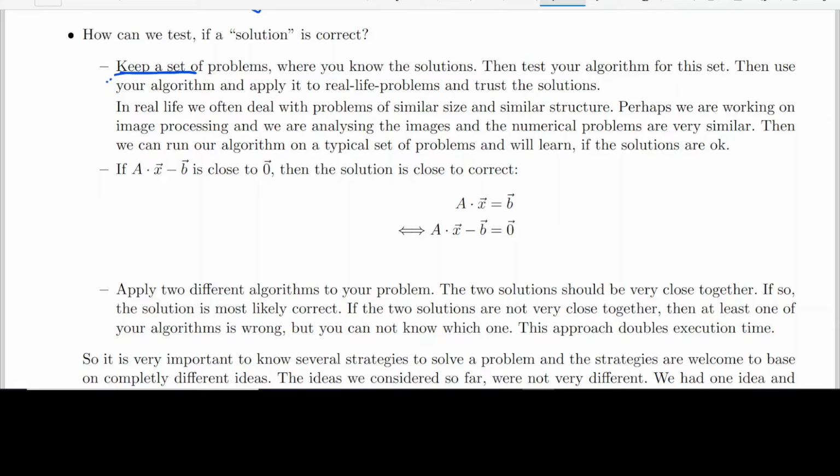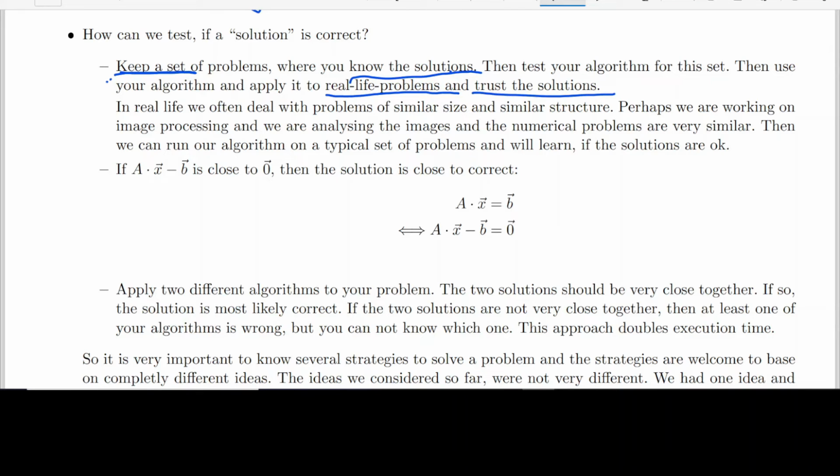So keep a set of problems, let's say 100,000 problems, where we know what the solution should be. Then we can test our algorithm on that set, and then we learn that everything is as we intended. After that, we say, okay, let's use our algorithm now, and then we really deal with real life problems. And then we trust the solutions because we are pretty sure that there are no bugs and no incorrect code lines.